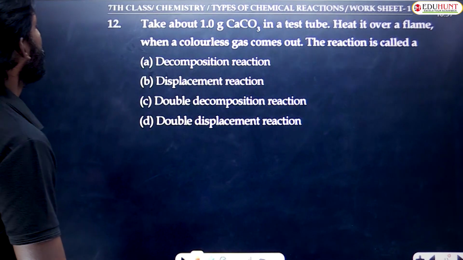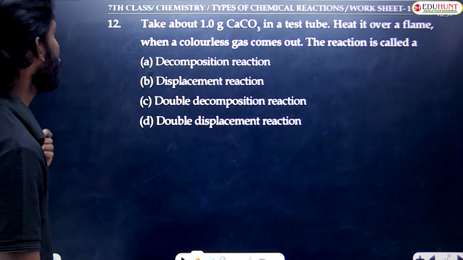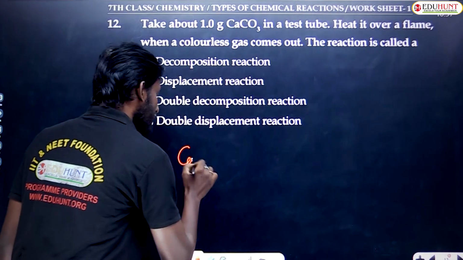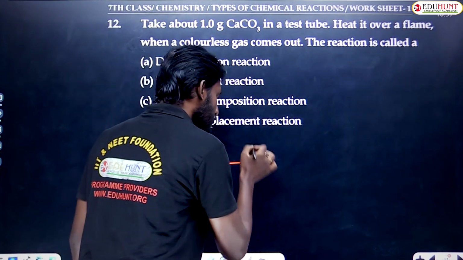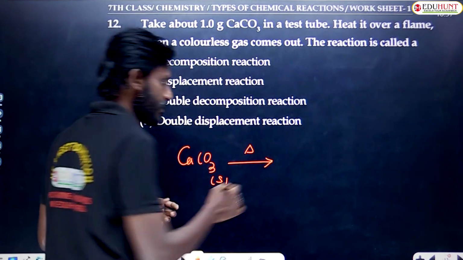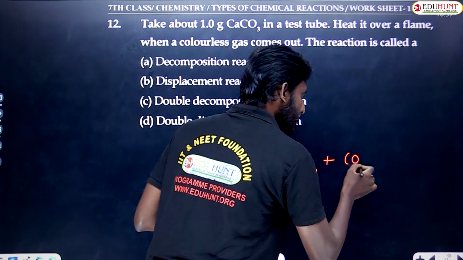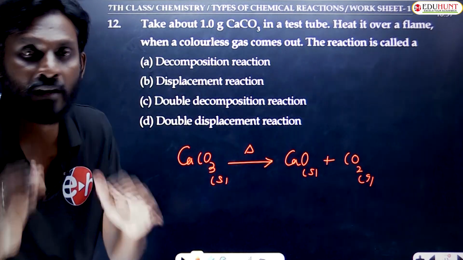Yes. Take about 1 gram CaCO3 in a test tube, heat over a flame. When colorless gas comes out, the reaction is, see, CaCO3, whatever amount you take, is solid and you supply heating. That means when you heat it, it undergoes decomposition to give CaO solid plus carbon dioxide gas, which is going to liberate. It is an example of thermal decomposition reaction.